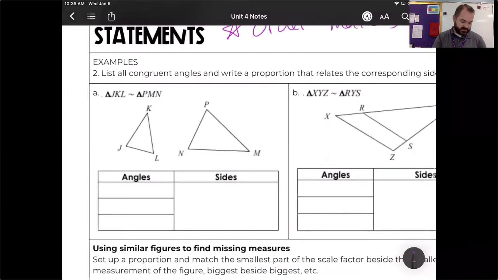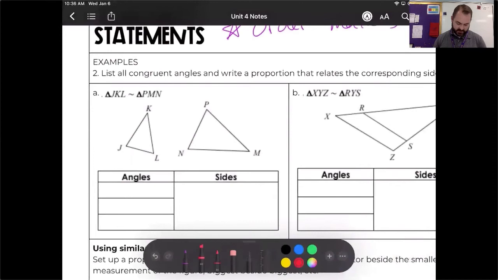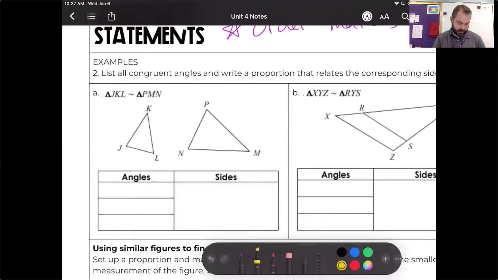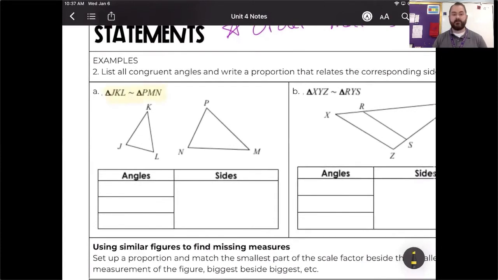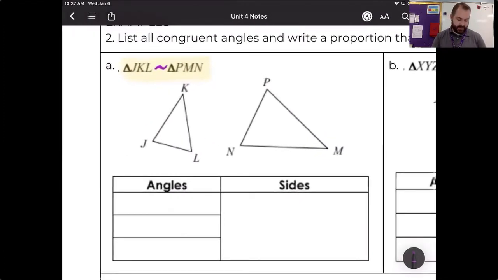So the similarity statement here, I'll highlight it for us. This similarity statement, triangle JKL is similar to triangle PMN. This symbol here is called a tilde symbol, and that means is similar to. So triangle JKL is similar to triangle PMN, and that order of those letters tells you which parts go together. So as I look at this, angle J corresponds to angle P.